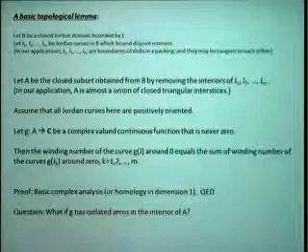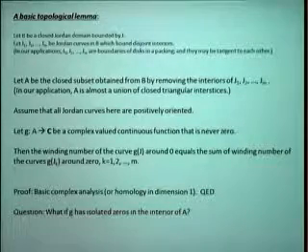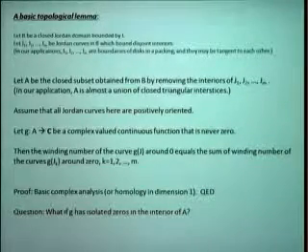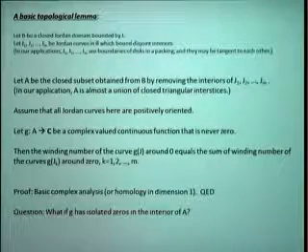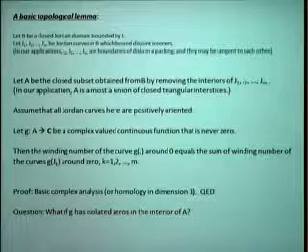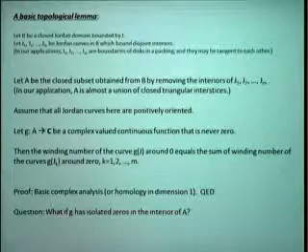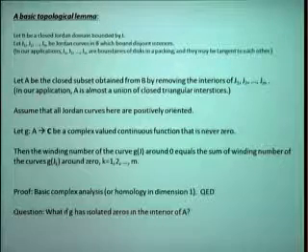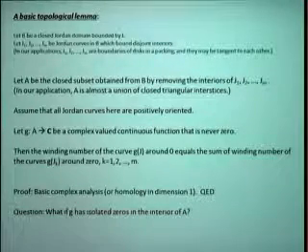And all curves are positively oriented. Now G is a complex valued continuous function that is never 0 in A. So A is like the union of interstices, with the disks removed. Then the winding number of the curve G on the bigger curve J around 0 is equal to the sum of winding numbers of the smaller curves around 0. That's because there's no 0 in A. And this is like a homology in dimension 1.